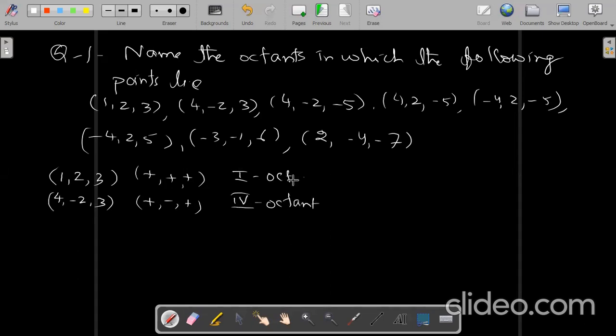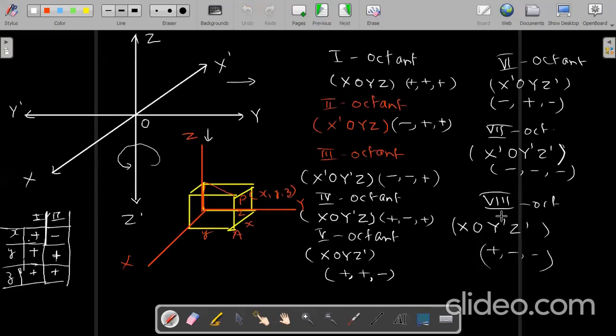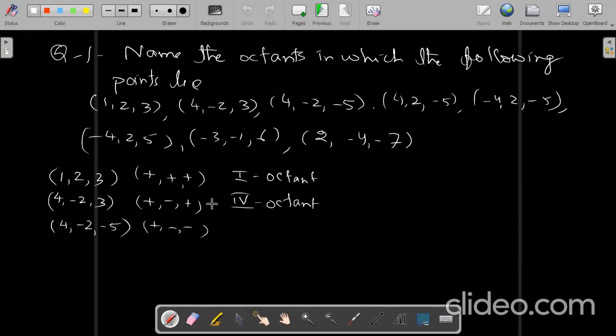It happens in the fourth octant. Okay. Then we have 4, minus 2, minus 5. Like this we can find out where this point lies. 4, minus 2, minus 5 means plus, minus, minus. You can see the previous plus, minus, minus was in the 8th octant. So it is in the 8th octant.